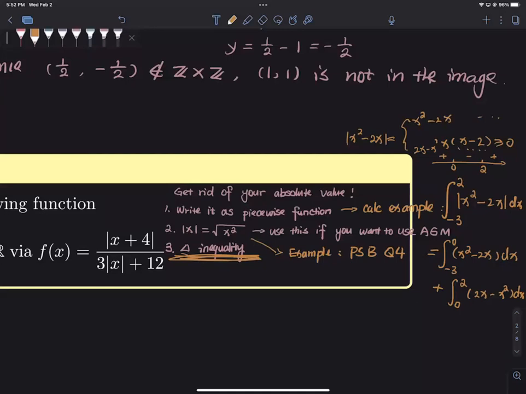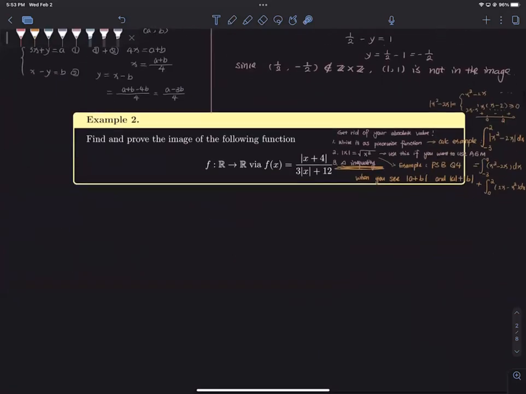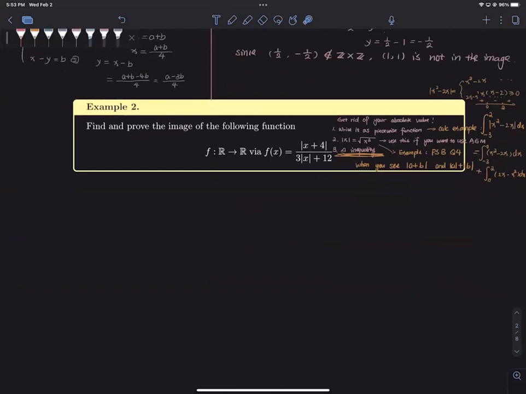Triangle inequality. Okay, when do you use this? When you see this and this. The third one is really helpful when you see both of them in your question. Now, get back to this question. Again, rough work.